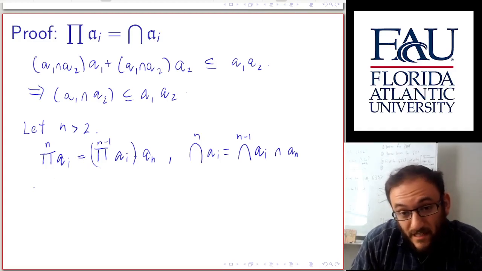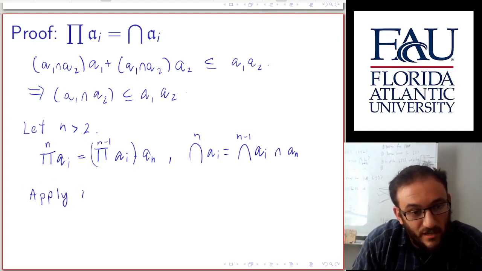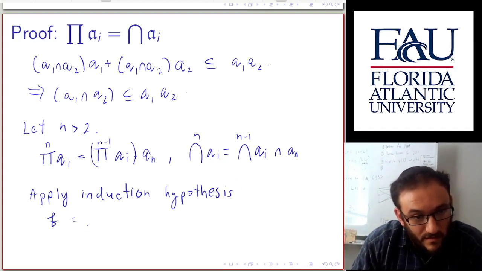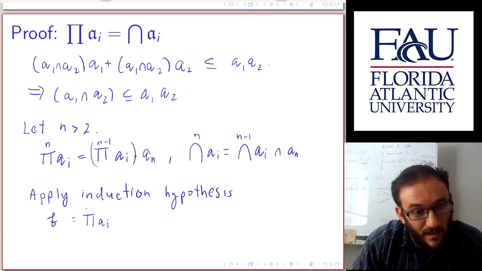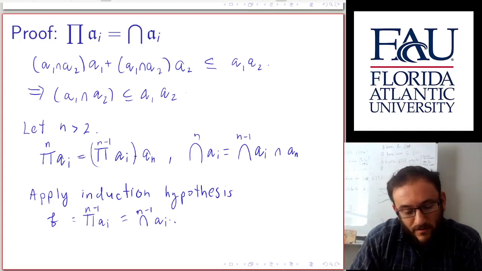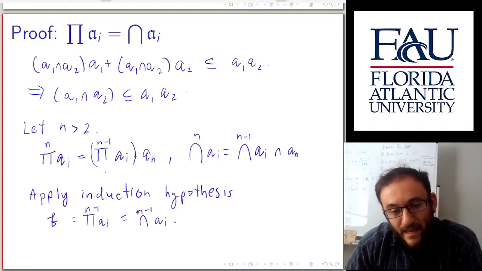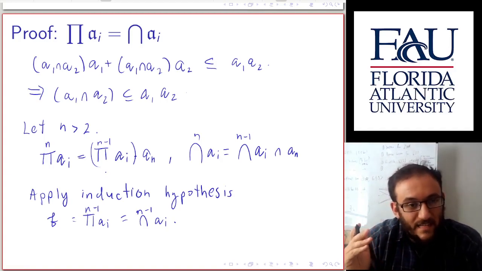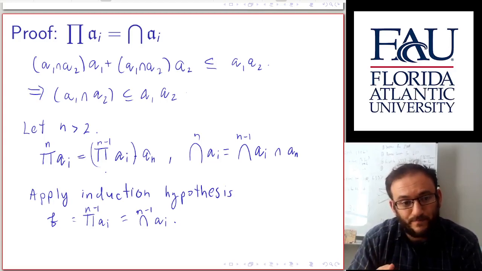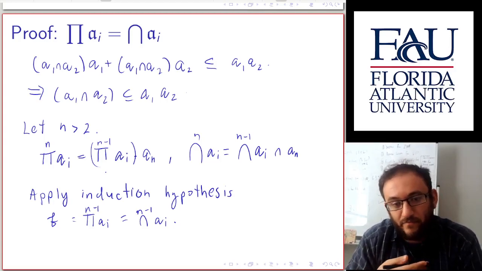But applying the induction hypothesis, we have that these two things are equal. So we can call it B, so B is equal to the product of the Ai up to n minus 1, and it's equal to the intersection up to n minus 1 of the Ai. Okay? And now, all that's really left to do is to show that if we take B and An as a pair of ideals, if they satisfy the hypotheses of the theorem, specifically that An and B are coprime, then that will prove that the intersection is equal to the product.